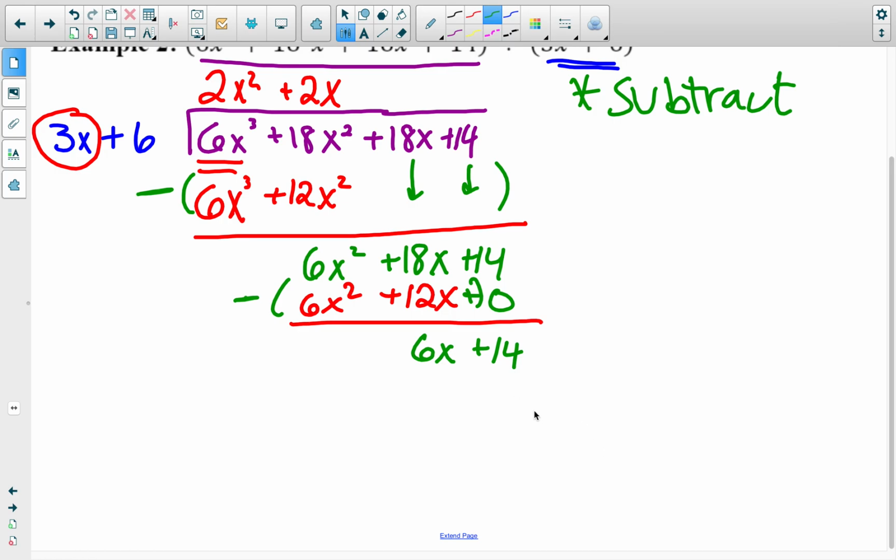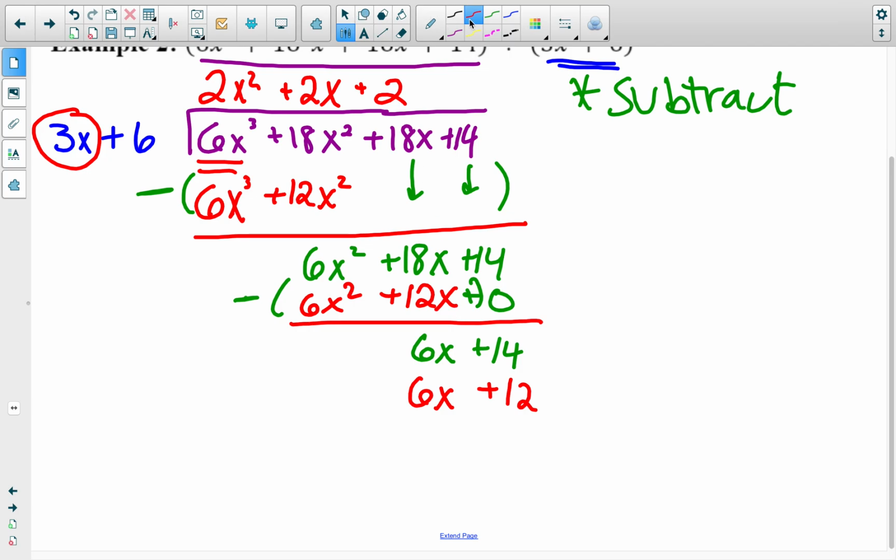So the question is, can we keep going? We want to look and see, is there any integer, any number, and any variable combination, any term we can multiply 3x by to give us 6x? Yes. We can do 3x times 2. So we're going to write plus a 2 up here, positive 2. And then we're going to multiply. 2 times 3x gives us 6x. 2 times 6 is going to give us 12.